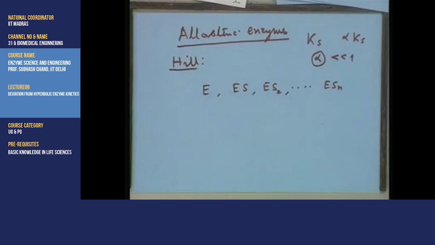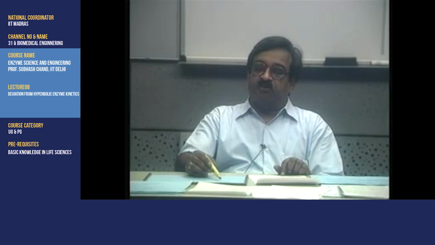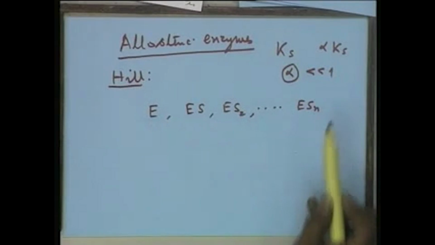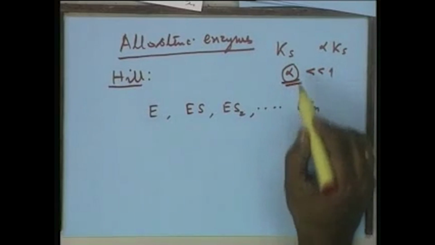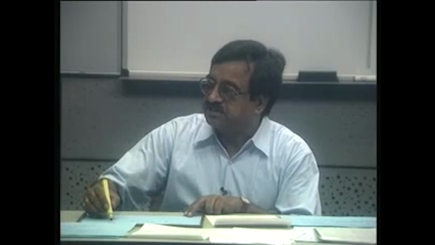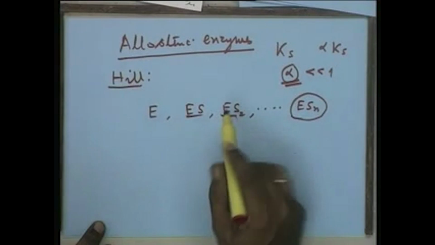Now, normally, if there are n binding sites and the binding process continues sequentially, then the enzyme must be available in different forms as E, ES, ES2, up to ESn. But if the interaction factor alpha is very small, that means at each stage affinity is increased by a very significant level, or what we understand as cooperativity is very high. In that case, the assumption by Hill was that most of your enzyme will exist in the form of ESn. Of course, there will be small concentrations, but they can be neglected.